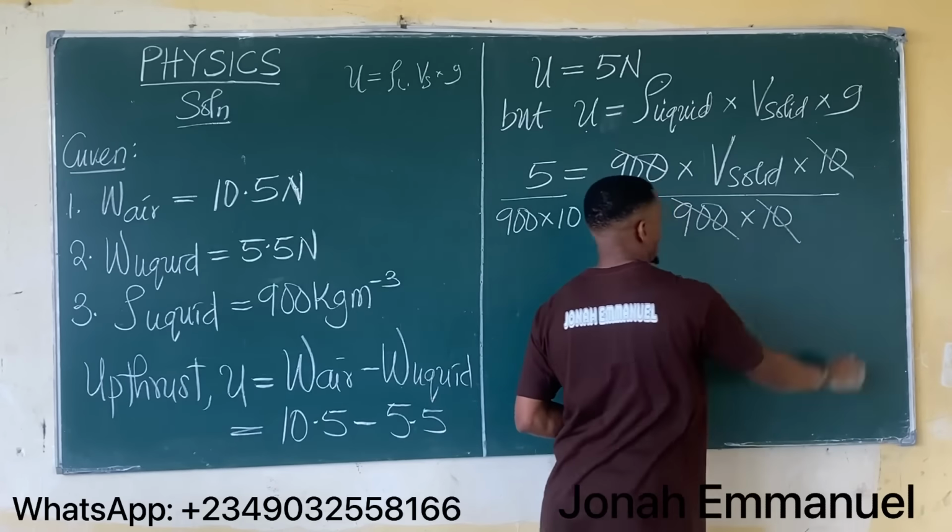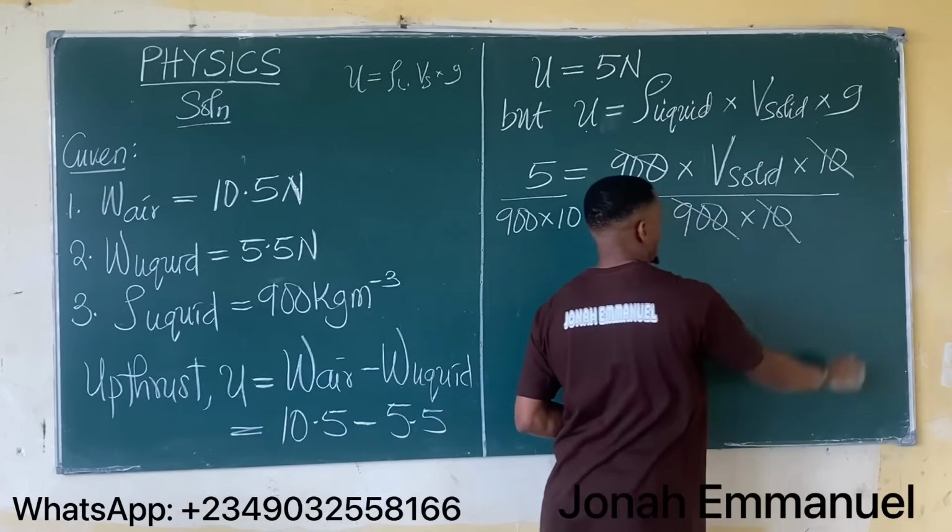So let's do another question here. This question says, a cube of side 0.1 meter hangs freely from a string. What is the upthrust of the cube when totally immersed in water? Density of water is 1000 kilogram per meter cube, and g is equal to 10 meter per second square. Right, so let's get the upthrust of the cube.